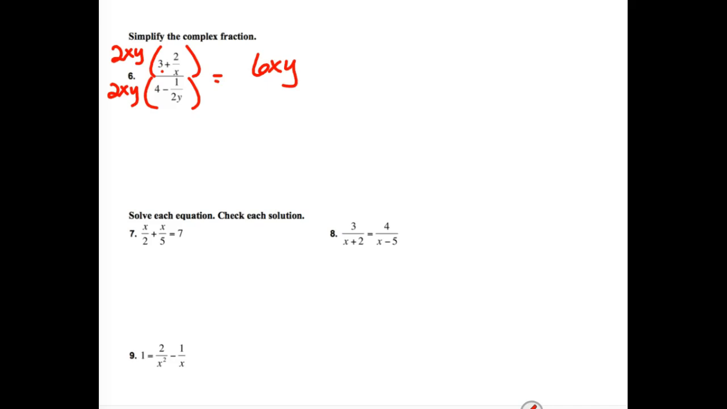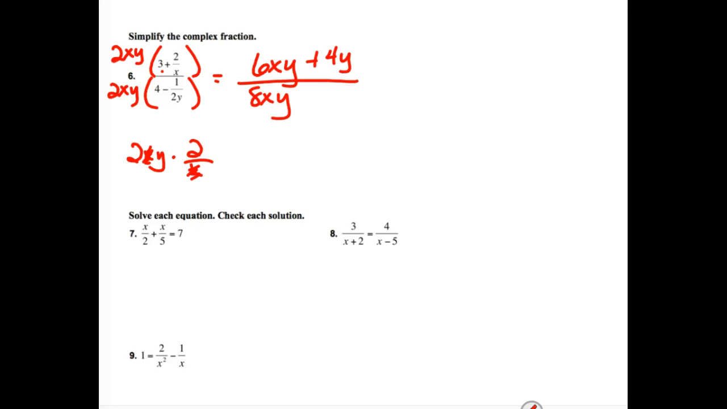2xy times 2 divided by x. Picture this. 2xy times 2 divided by x. What happens? The x's drop out, and we get 4y. Looking at doing the same thing in the denominator. 2xy times the 4 would be 8xy.